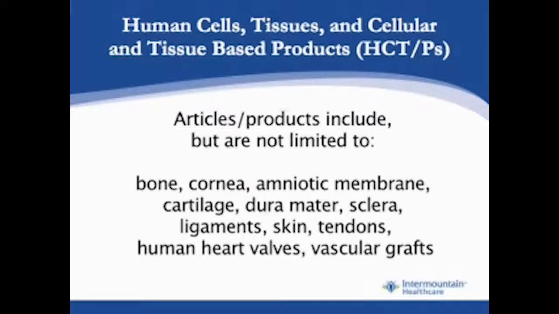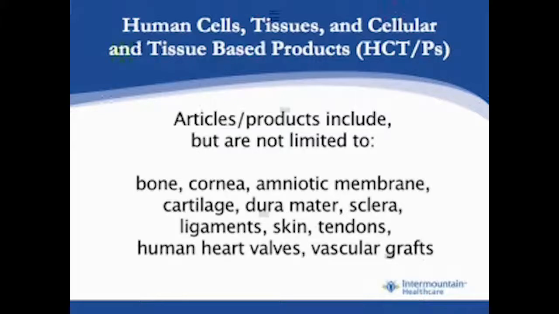Examples of HCTPs include a wide variety of products. Familiar products that are transplanted or implanted in a hospital, surgical center, clinic, or office include bone tissue, corneas, amniotic membrane, cartilage, dura mater, sclera, ligaments, skin, tendons, human heart valves, and vascular grafts. These are obvious examples of human tissue products that are used in offices, clinics, surgery centers, and hospitals every day.